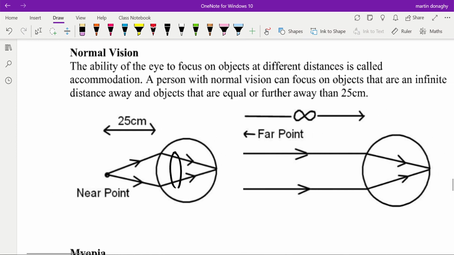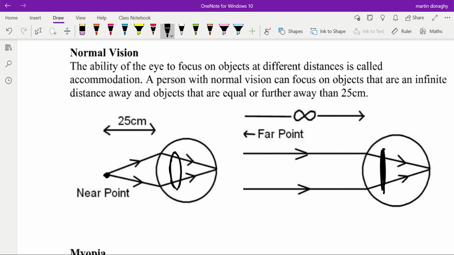So if you notice, the light coming from this point that is only 25 centimeters away, compared to an object that is an infinite distance away, the rays from the object that is nearby will be diverging more when they enter the eye, which means we need to bring them back and converge them onto the retina, which means we need a more powerful lens, a fatter lens here, than we do when the object is an infinite distance away. Those rays are parallel, we don't need to bend them as much for them to meet on the retina.